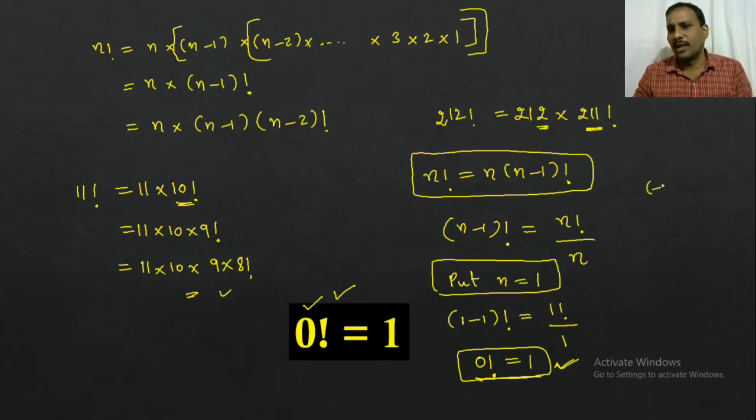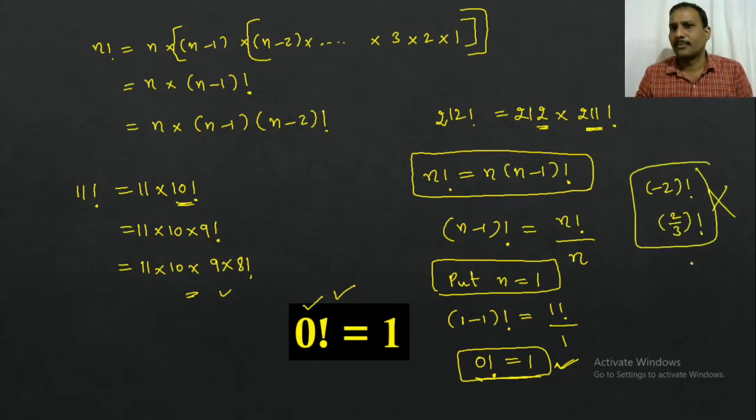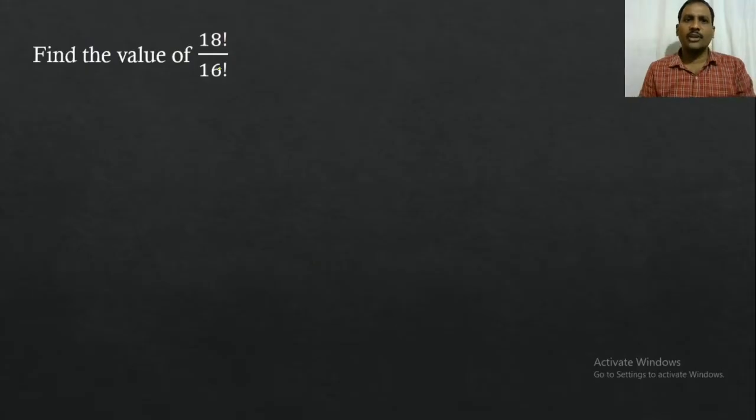For example, if you take minus 2 factorial or 2 by 3 factorial, they don't exist. So the factorial is defined for only natural numbers and also 0 of course. Now we will have some problems on this. Find the value of 18 factorial by 16 factorial.